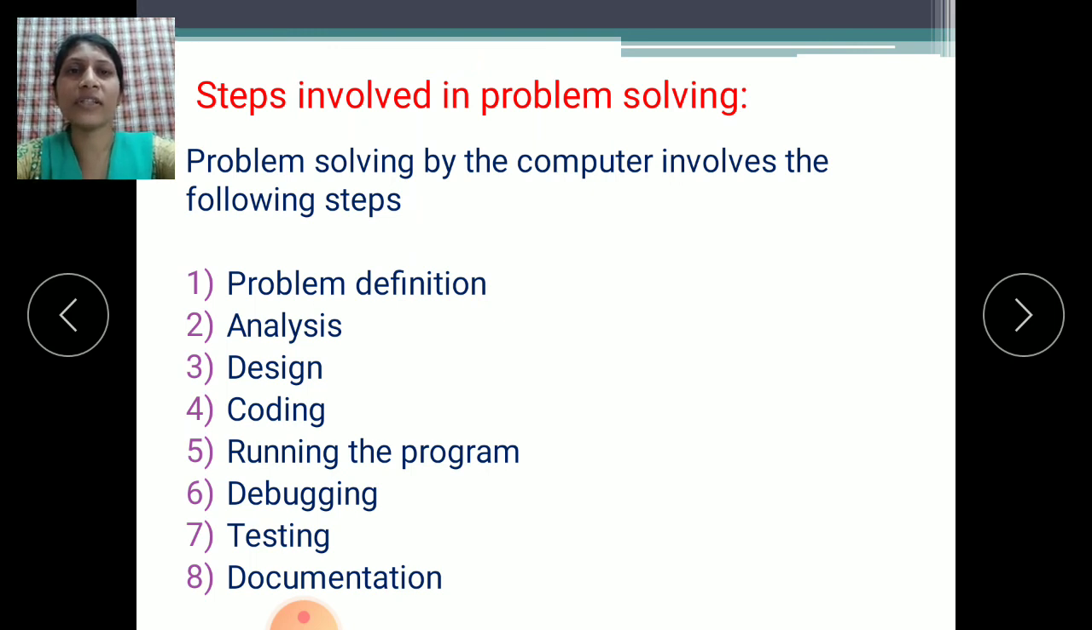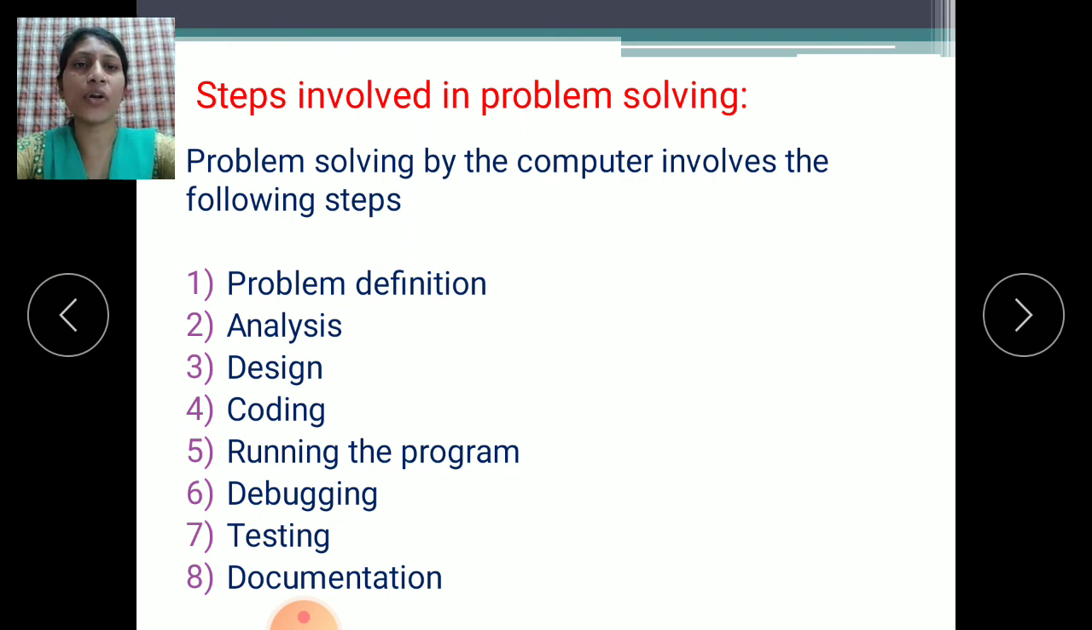And design means design that problem step by step. Means how it will work on the computer. Design according to that. Then writing the coding means write the instructions. Means how that problem will perform step by step. It is called designing the program. Then coding, write the code of the program. Means how it will work step by step. After one step is finished, what next step comes. Then write down the coding.